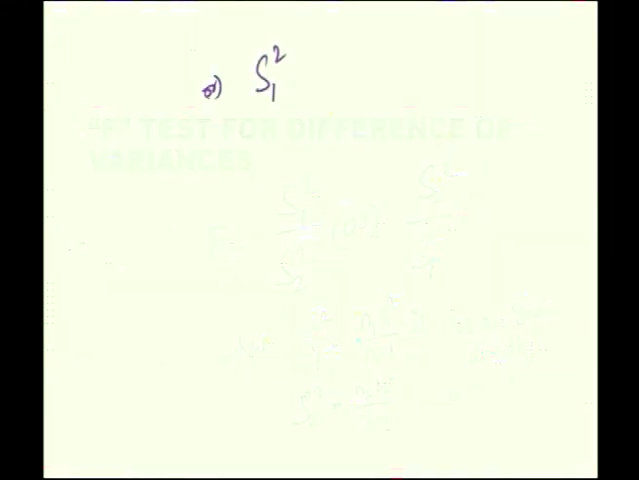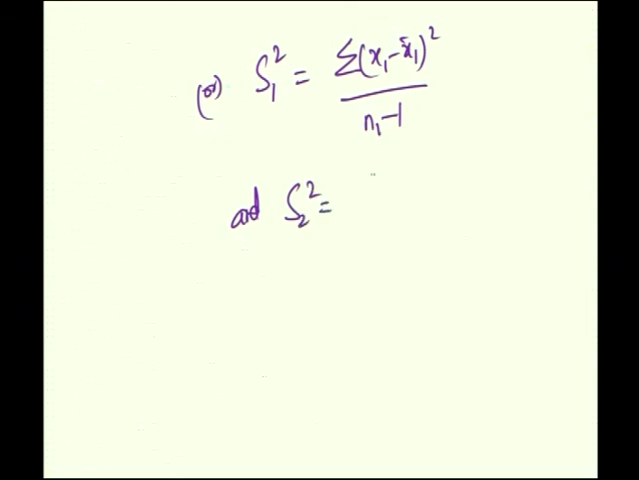Otherwise, capital S1 square is equal to summation x1 minus x1 bar whole square by N1 minus 1, and S2 square is equal to summation x2 minus x2 bar whole square by N2 minus 1. Now, this is the formula. What is H0, H1 etc.